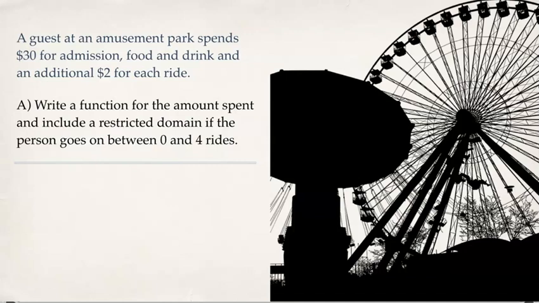And we're going to restrict the domain, assuming that the person goes on between 0 and 4 rides. Well, let's think about what that domain looks like right now, because you can't go on 1.5 rides. I think parks frown on that. You can't just jump off when you're at the top of the Ferris wheel. All right, so this is a discrete domain, because you can only go on 0, 1, 2, 3, or 4 rides.